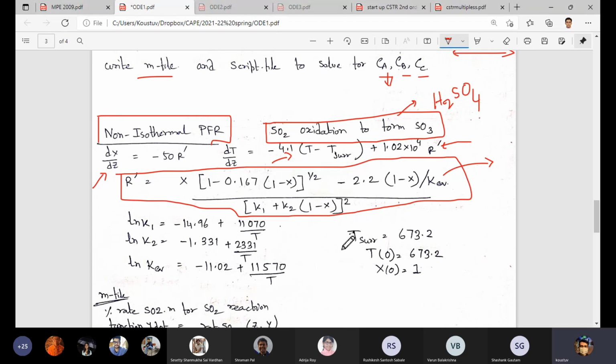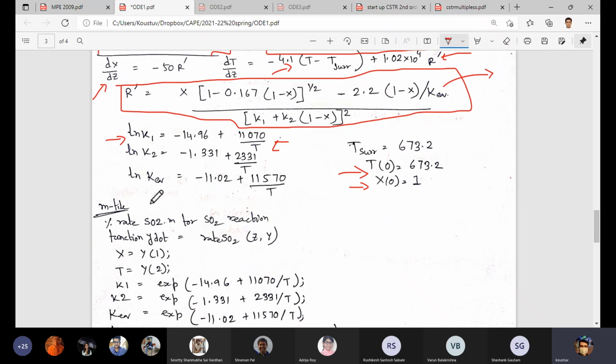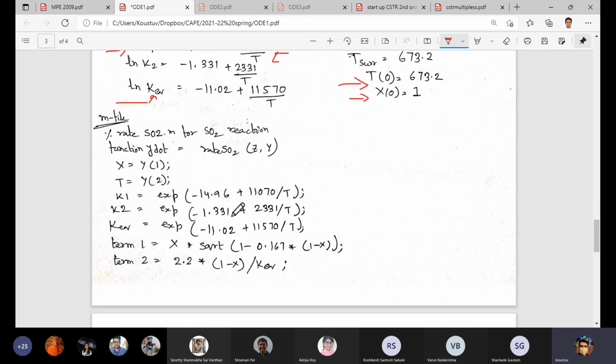Okay, no problem. So this has to be solved based on the initial conditions. Temperature and conversion at z equals 0 are given, and there are additional relations, because K1 and K2 have to be provided, and they are also functions of temperature, because these are the adsorption equilibrium constant, and this is the overall reaction equilibrium constant. So this can be written, and this can be solved.